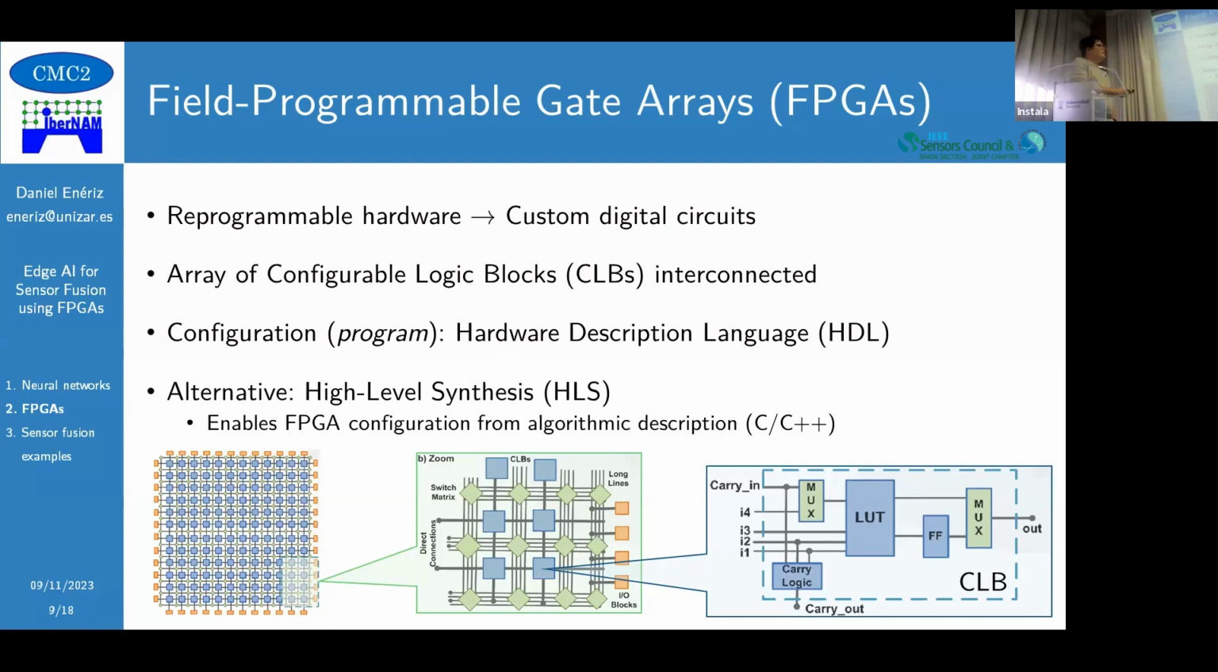There's an alternative for this that is called high-level synthesis, that allows you to program FPGAs from algorithmic descriptions. And this is what we are using to program our FPGAs for the artificial neural networks applications.